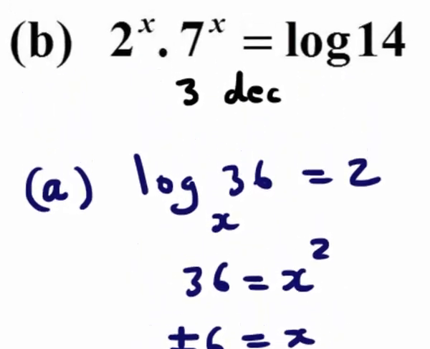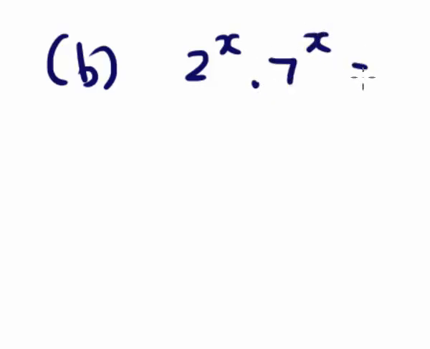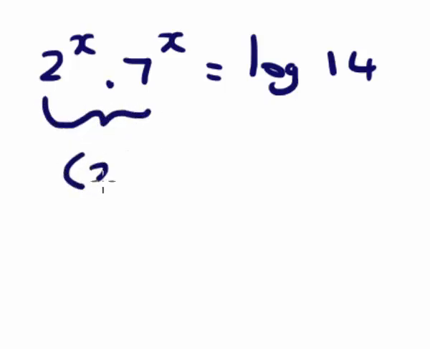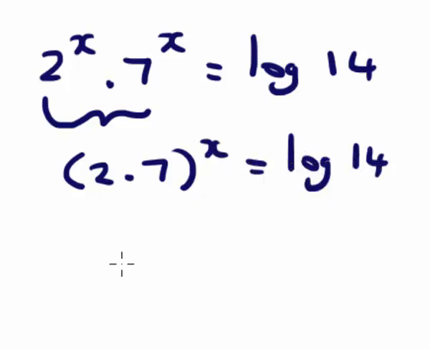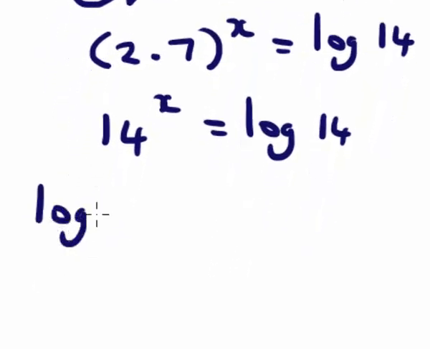Let's look at this one, which is a little bit more tricky. Here's a hard one. We've got number b here. It says 2 to the x multiplied by 7 to the x is the log of 14, 3 decimals. Well, this is a bit of a trick. I can make this 2 multiplied by 7 to the x is the log of 14. Now we've got 14 to the x is the log of 14. So in other words, log of 14 is the same as 14 to the x. Now that's the base. Bring it underneath.